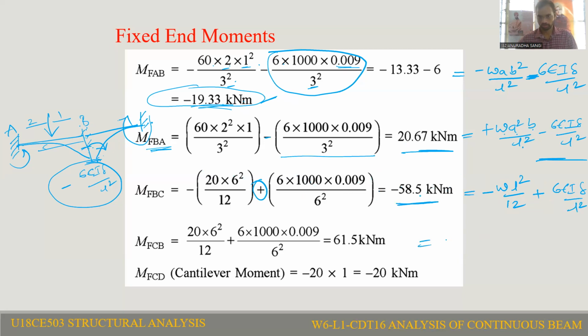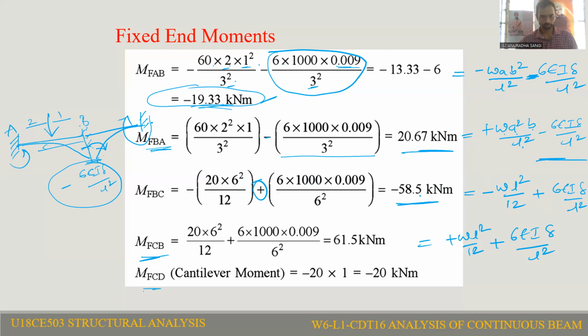Similarly for this, plus W L square by 12 for the uniform distributed load, plus 6 EI delta by L square. So this formula will be used for the calculation of the fixed moment at CB.